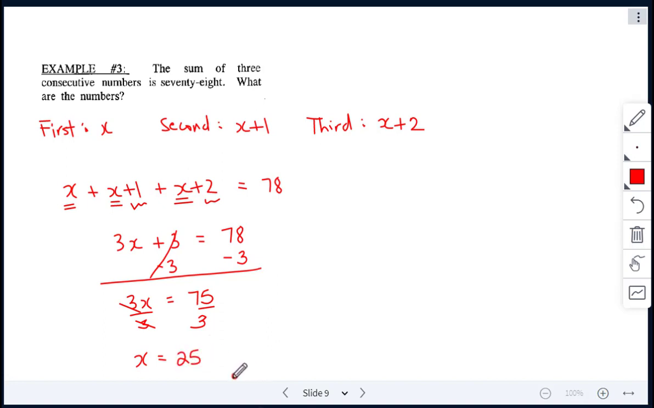All right, so now you have to go back to what does this represent. So that means the first number is 25. The second number is going to be 25 plus 1, which is 26. The third number is going to be 25 plus 2, which is 27. All right, so our statement would be, we can just say the numbers are 25, 26, and 27.